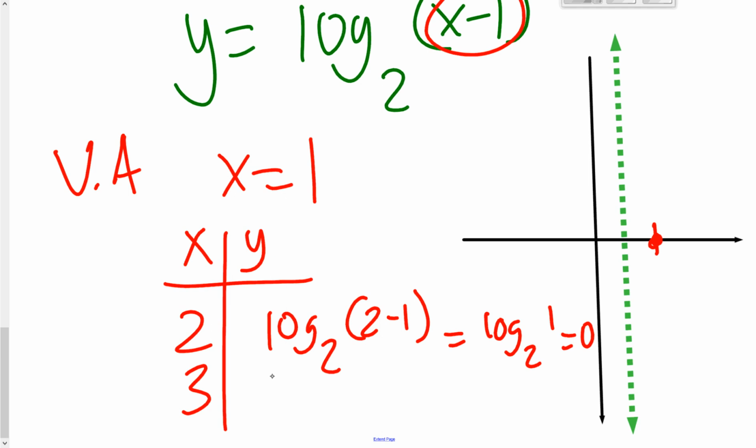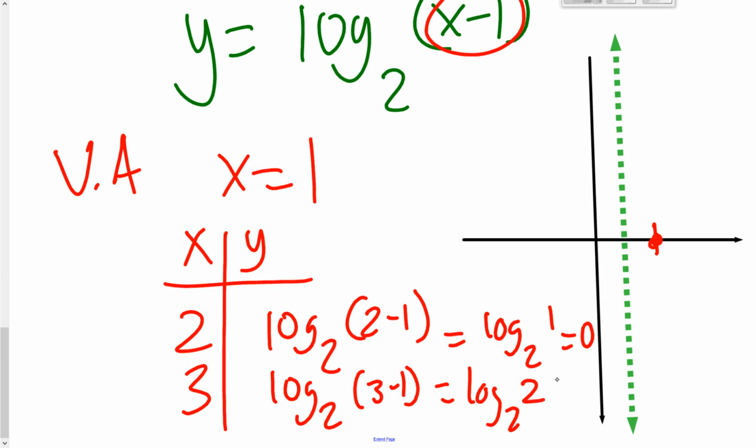So how about we put in another one? How about 3? Log base 2 of 3 minus 1 is log base 2 of 2, and 2 raised to what is 2? That's 1. So the point is 3, 1. And that is enough points. The graph continues past there and still goes up, just at a slow rate, so it doesn't flatten out or anything. All right, so that's how you graph a log. I had my shape, my 2 points, and my vertical asymptote.